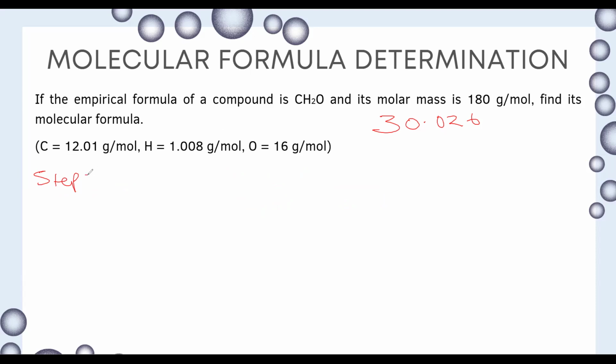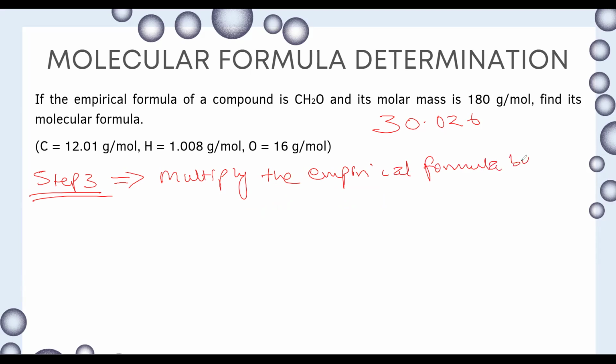Who is reading out step number 3 for me, please? Multiply the empirical formula by n. Thank you very much. Multiply the empirical formula by n. Our n is equal to 6. The empirical formula is CH2O. So now let's multiply it by 6.